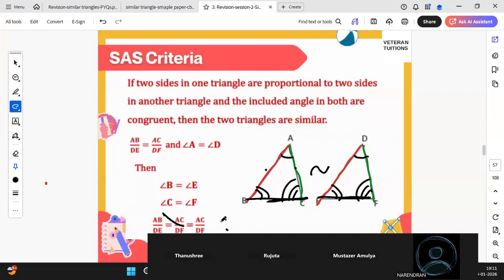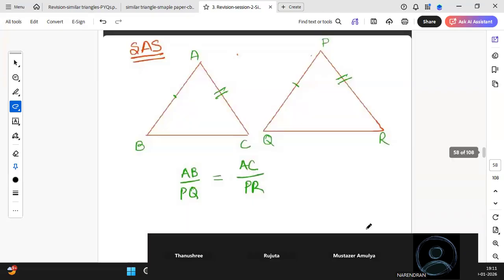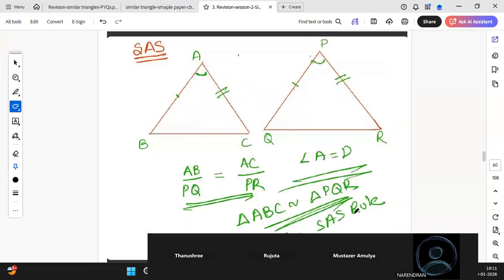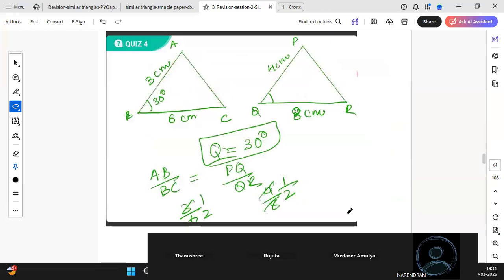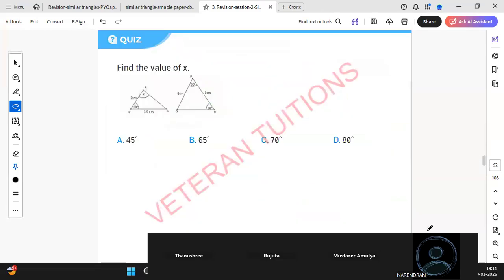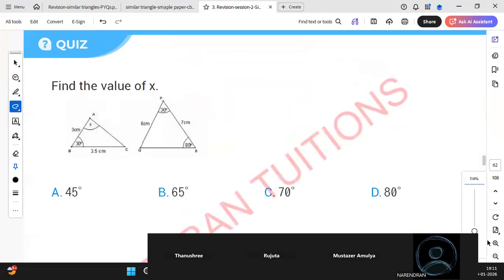Automatically they come true. But you should always check this particular condition, that the angle should be sandwiched between the equal side ratios. Okay, the first question we'll take, and we'll move ahead.